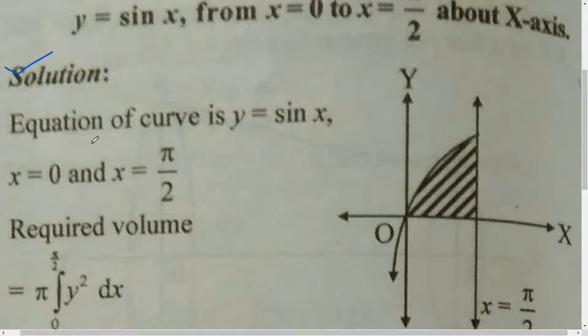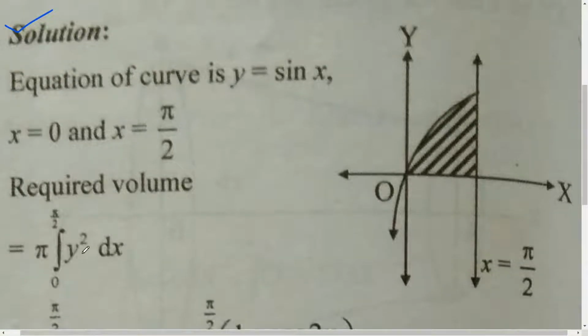First we observe here the equation of the curve is y equals sin x, and it varies from x equals 0 to x equals pi upon 2. You know very well the required volume means the volume of the solid generated by any curve. So here is the formula: it is equal to pi into integral a to b of y square dx. Here a to b means the values of x. If it is in terms of y, we write the limits in terms of x. Here it is given x equals 0 to x equals pi upon 2.